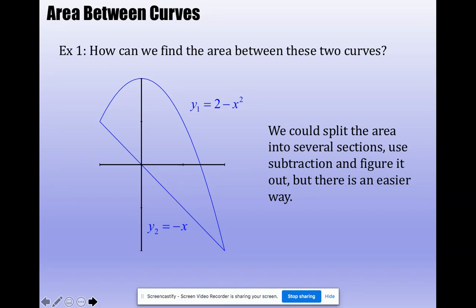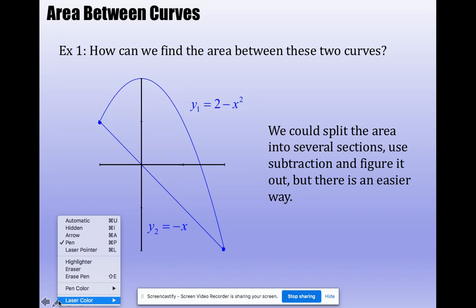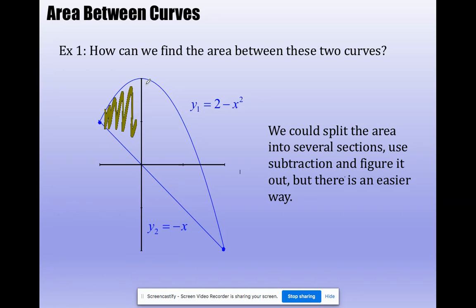Two Algebra 1 curves: an upside down parabola and a linear function with a negative slope. Notice though that the intersection of these two Algebra 1 functions creates a bounded area, right? Bounded. There is a concrete area. It's not infinite. So if I wanted to find the area between these two curves, I could split it into several sections, but I would prefer not to, right?